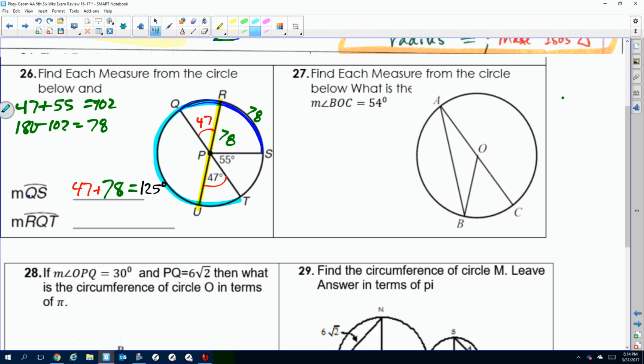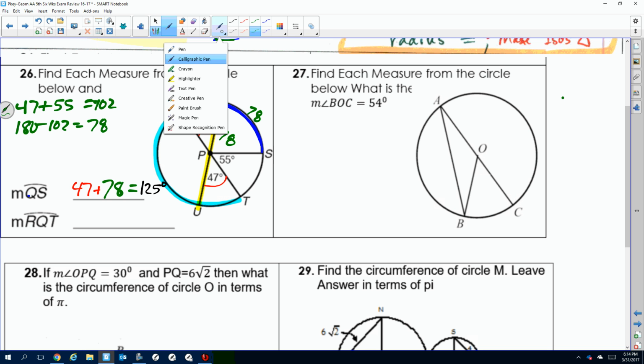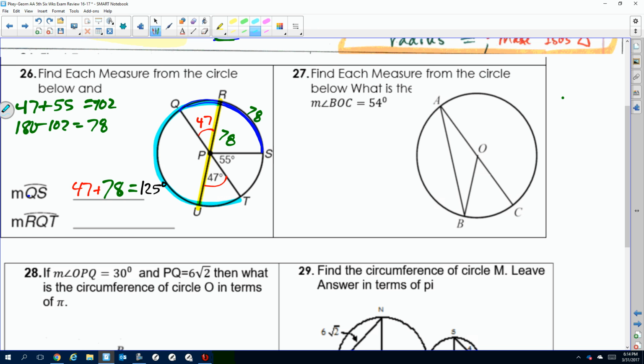All right, so to get to arc RQT, remember I said a diameter cuts the circle in half? I have more than one diameter, guys. I have this diameter right here, QT, it's also a diameter, a perfect 180 degrees. So I can use that, this whole piece being 180, plus the other 47 to get to the major arc RQT, which is 227 degrees.